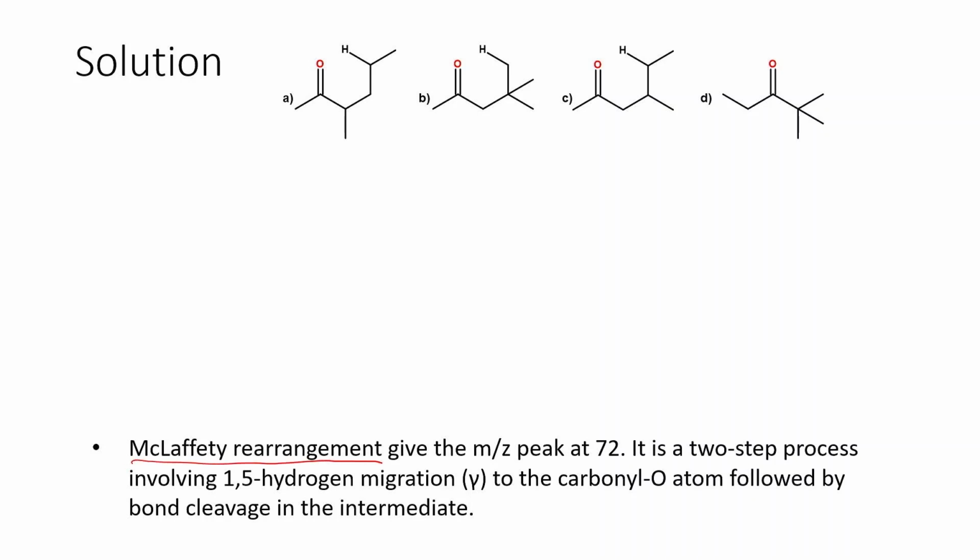This McLafferty rearrangement is basically a two-step process. Here, this involves a 1,5 hydrogen migration, that is the gamma hydrogen migration with respect to the carbonyl group. So if you look here, 1, 2, 3, 4, 5. So this is the 1,5 migration. That means starting from the carbonyl oxygen, the hydrogen migration is responsible for this type of rearrangement, and this leads to bond cleavage and some intermediate whose base peak is the one we are actually looking at.